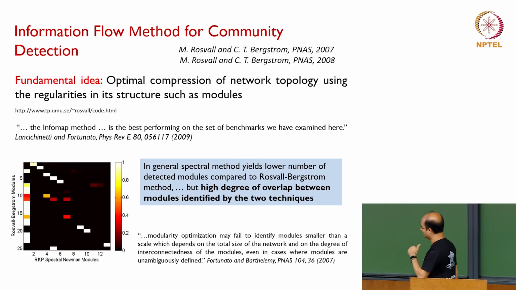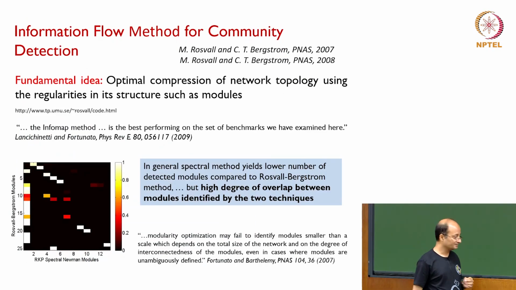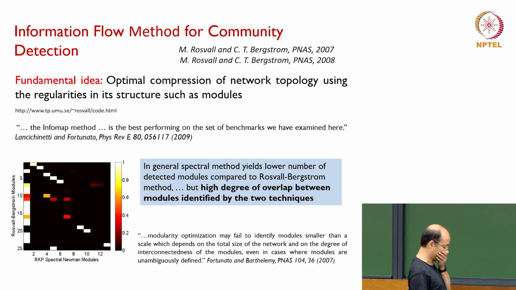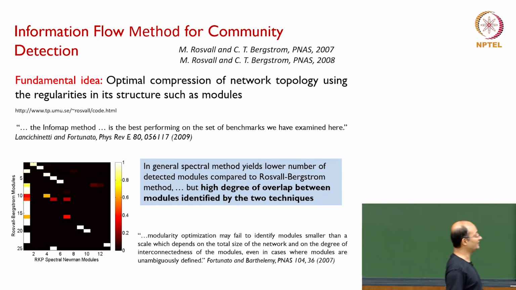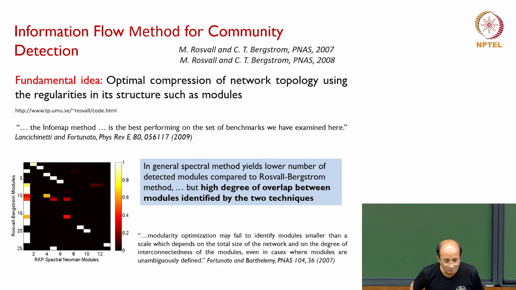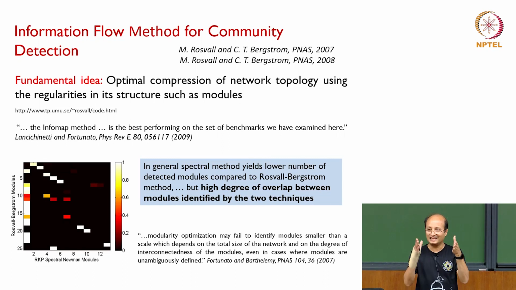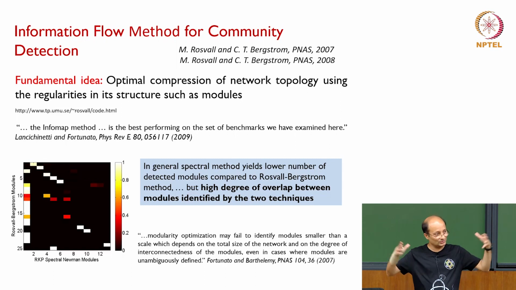Another method which has also been used a lot takes a slightly different approach. The fundamental idea is that a modular structure actually allows you to optimally compress the information describing the network. Suppose you have the entire description of the network and you want to turn it into an encoded message which has the least size. If it has any structure, then you can use that to compress this information.